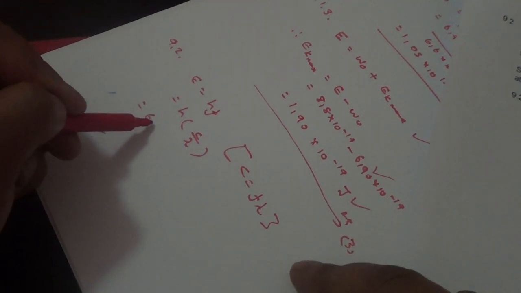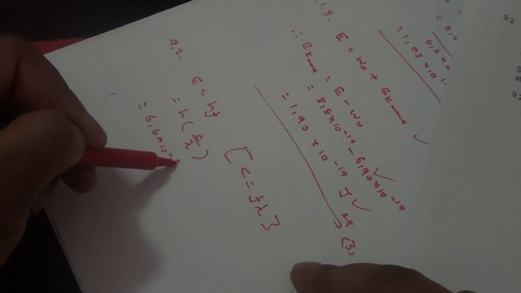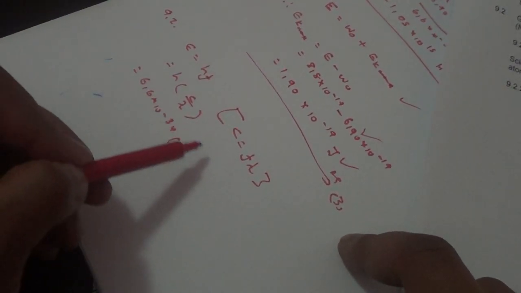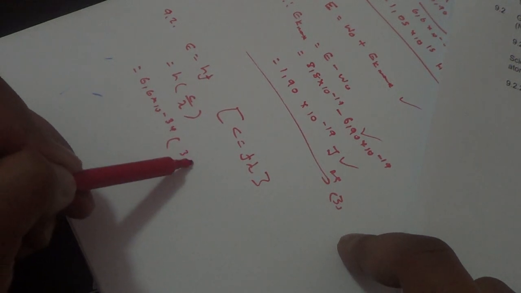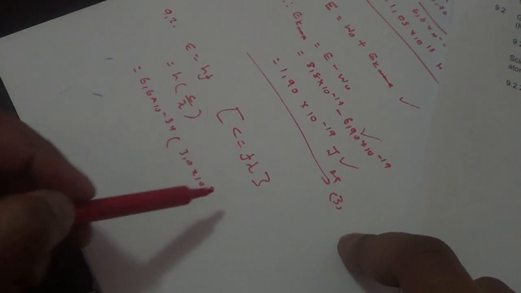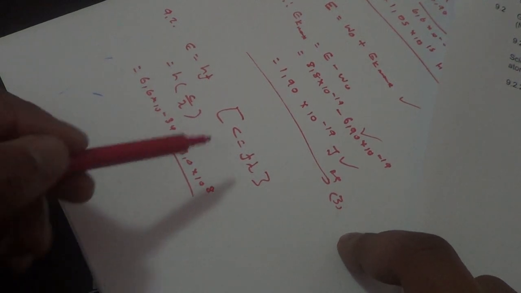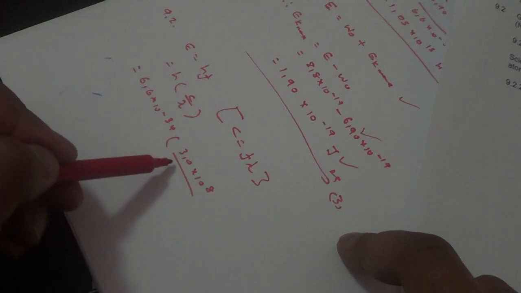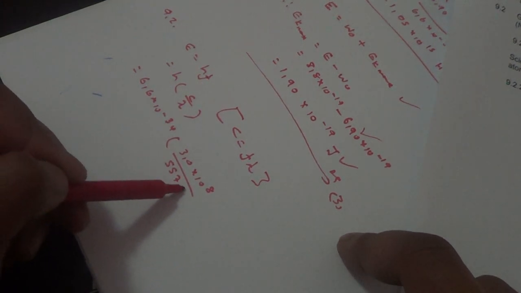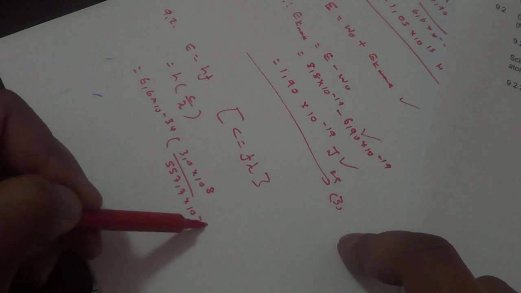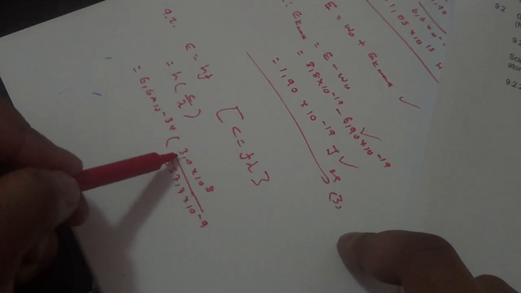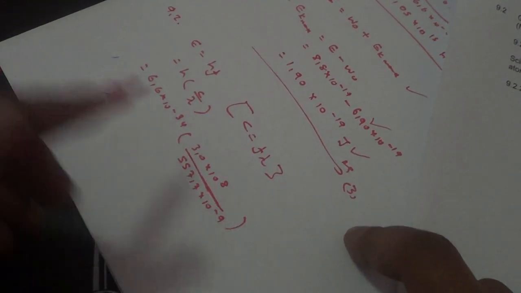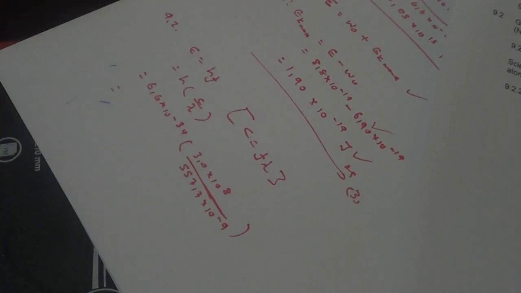We know that Planck's constant is 6.6 times 10 to the minus 34. If you've forgotten it, check it in your information sheet. The speed of light is 3.0 times 10 to the 8 meters per second, of course. And the wavelength is 557.7 times 10 to the minus 9, because they said nanometers. So that is what we have. We simply do this nice and easy.